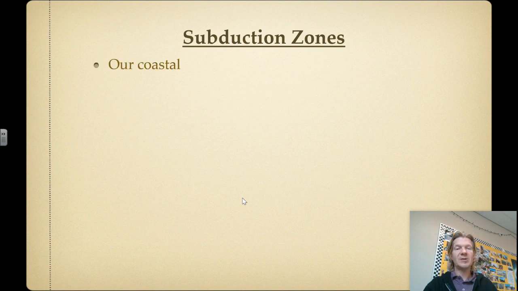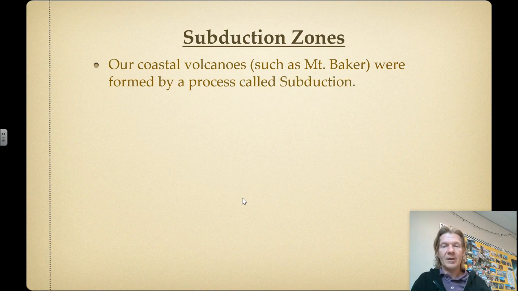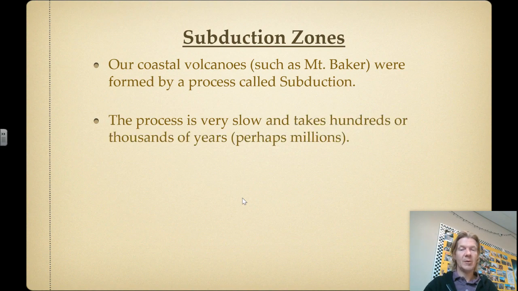Okay, subduction zones. I'm just going to get very briefly into this, and then next Tuesday we'll talk more about subduction zones, but I'm going to challenge you to Google it. Look at some YouTube video on this. But our coastal volcanoes, such as Mount Baker, were formed by a process called subduction. The process is very slow and takes hundreds or thousands, perhaps millions of years, right?